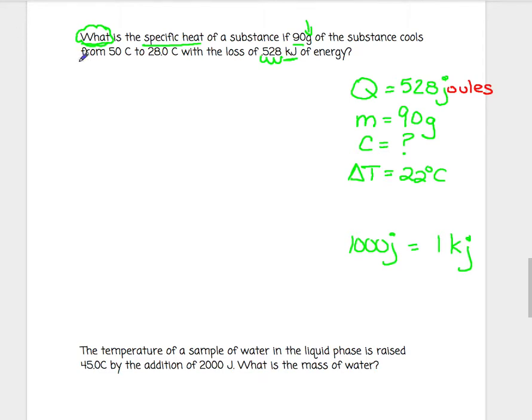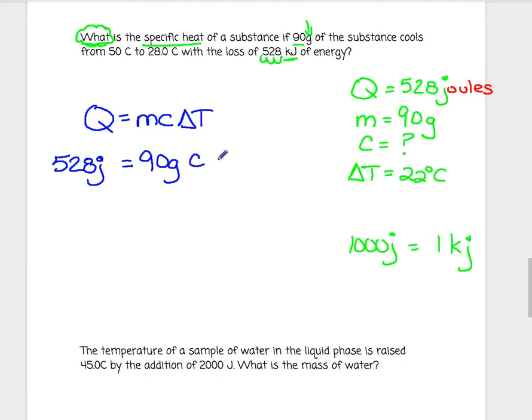Q equals MC delta T. Q equals 528 joules, I'm going to leave it as a J. My mass is 90 grams. My specific heat is what I'm looking for, so I'll leave that as C. And my change in temperature is 22 degrees Celsius.